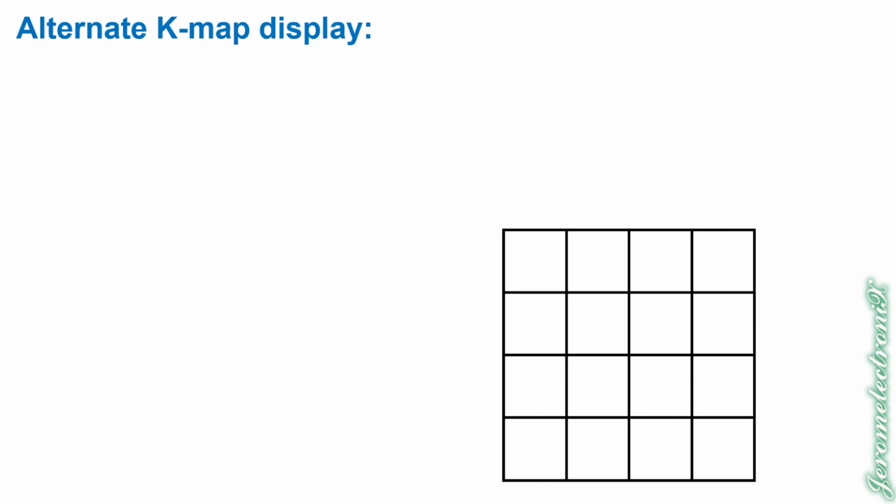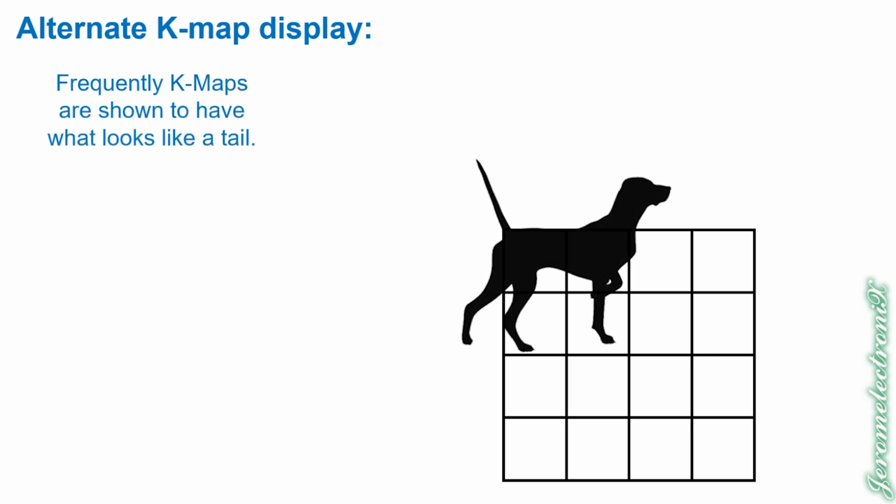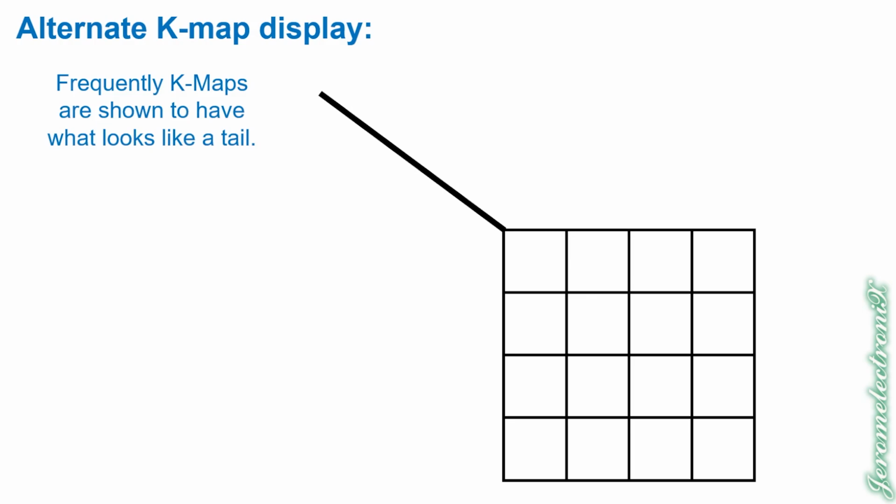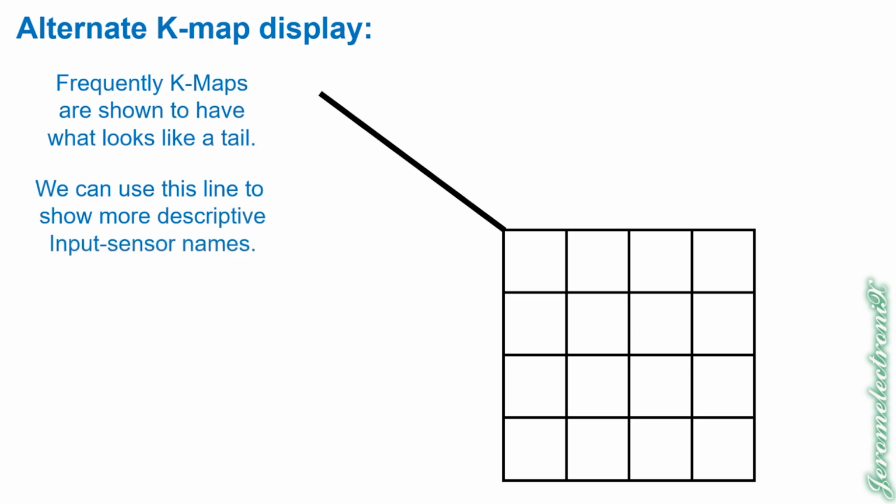Let's talk about something else. There is an alternate K-map display that I need to tell you about. Frequently, K-maps are shown to have what looks like a tail. There's the tail. Why do we put a tail on there? We can use this line to show more descriptive input sensor names. It helps us to understand what the input sensors are doing, or remember what the input sensors are doing.